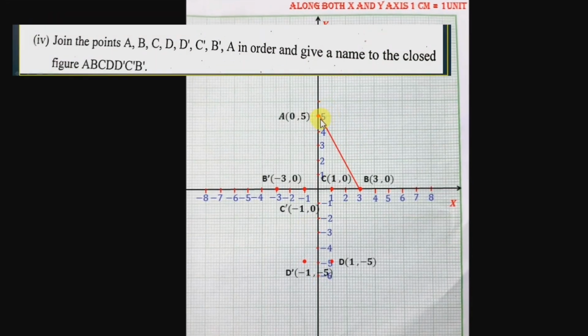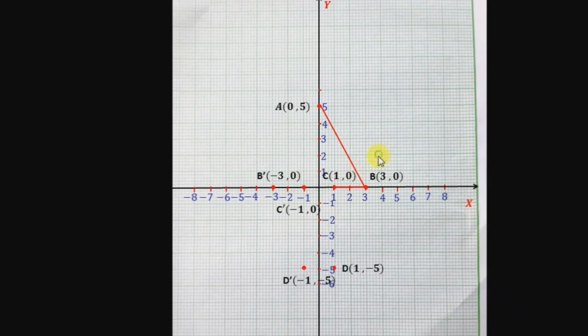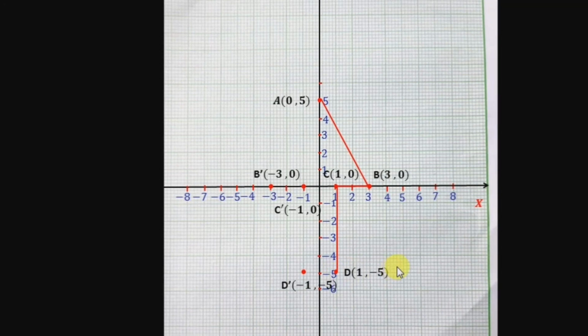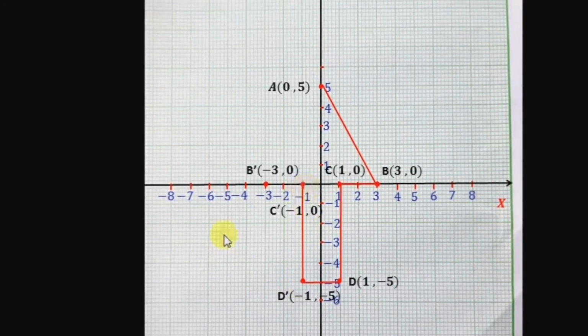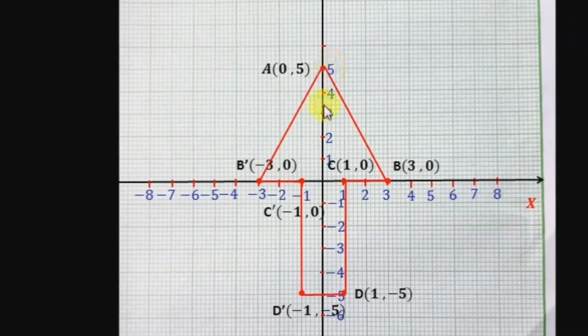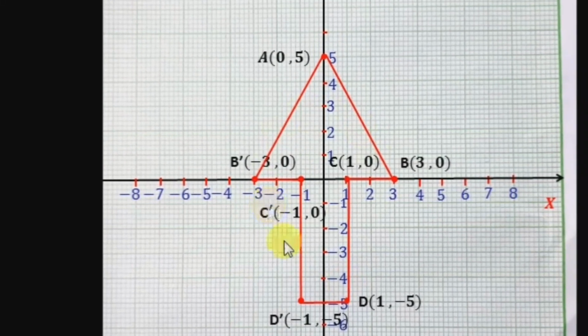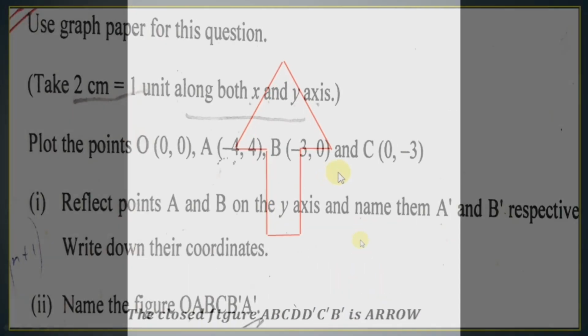Number 4, join AB. First let's join AB, then B and C, then C and D, then D and D dash, then D dash to C dash, then C dash to B dash, and B dash to A. So we need to join all these points in order, and according to the question we need to give a name to the closed figure A, B, C, D, D dash, C dash, and B dash. It looks like an arrow, so the name of this figure is arrow.